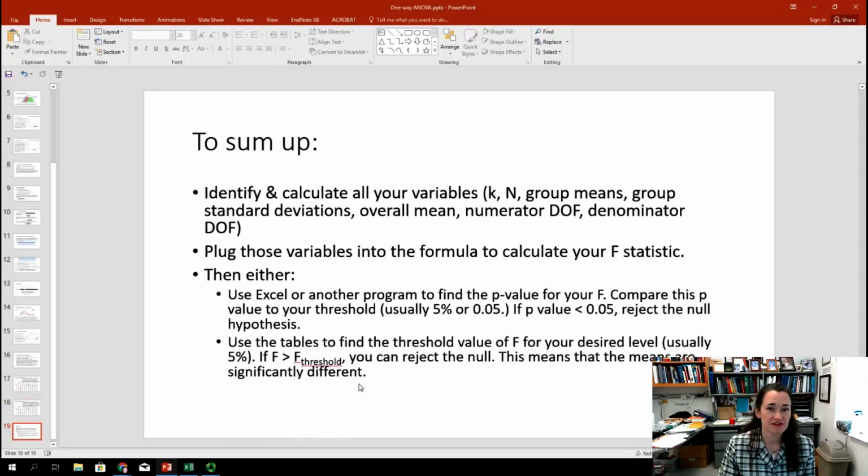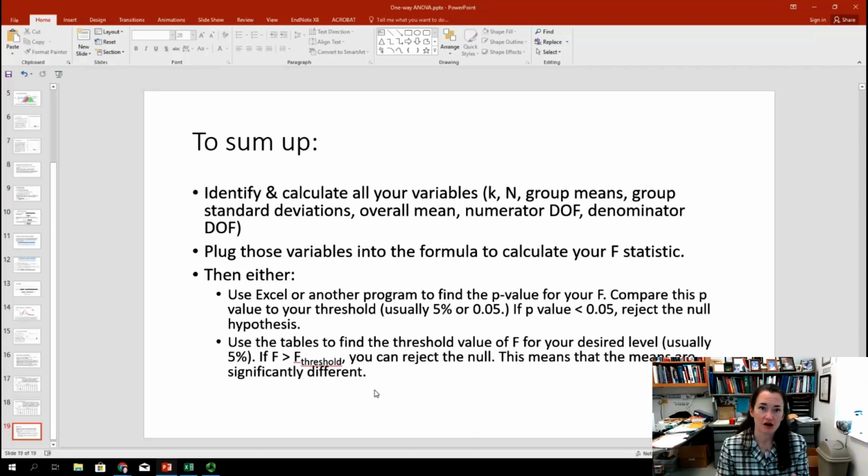Okay, so I think it's fair at this point to sum up. Remember, if you're doing one of these problems, one of the first things that you might be asked to do is to identify and calculate all your variables if they're not provided. You need to find the number of groups K, the total number of data points N, the means for each group, xi bar, the group standard deviations or variances, SI squared if it's the variance, SI if it's the standard deviation, the overall mean x bar, the numerator degrees of freedom, K minus 1, and the denominator degrees of freedom, N minus K.